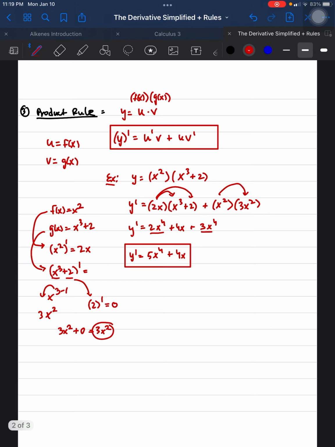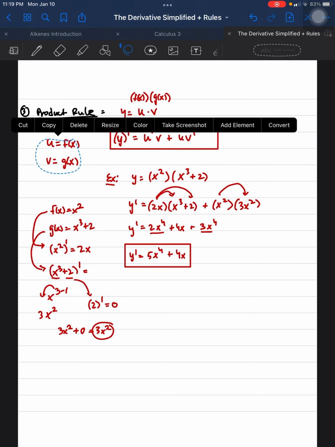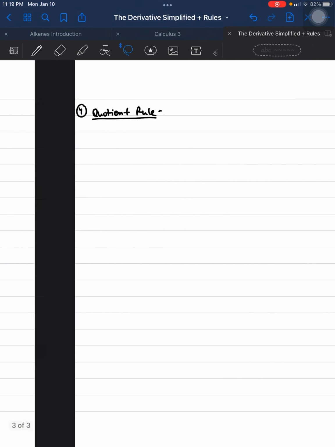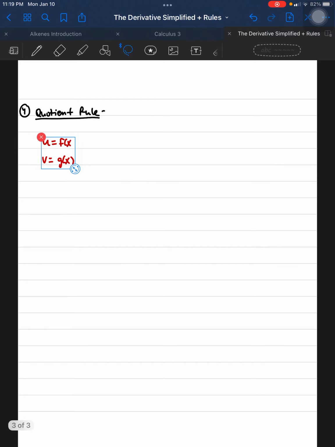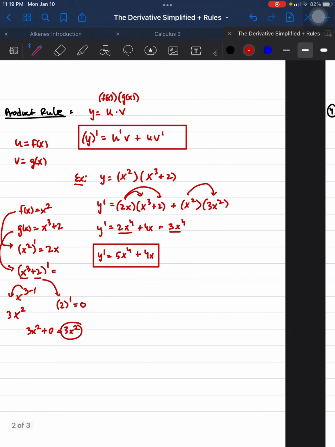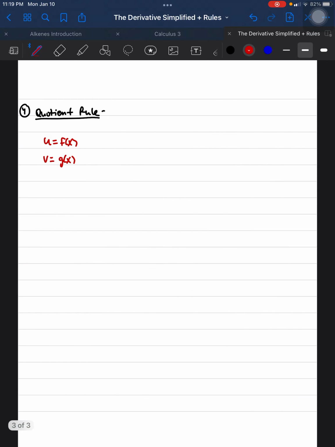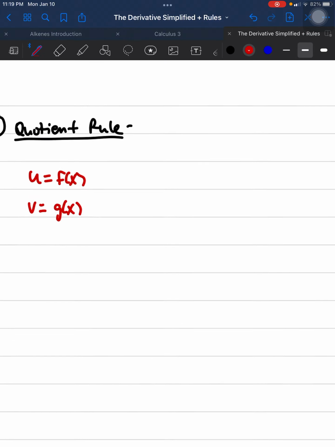So similarly, I'm going to label u as f of x and v as g of x. But the formula will be a little different.